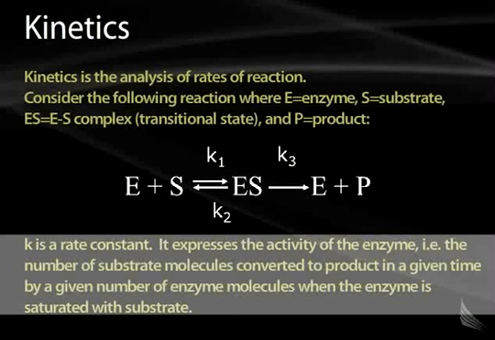The rate at which the enzyme combines with substrate to form the transition state is called K1. That reaction is usually reversible, so the rate at which the enzyme dissociates from its substrate is called K2. And then the conversion of the enzyme-substrate transitional state to enzyme plus product is an irreversible reaction, the rate of which is defined by K3.